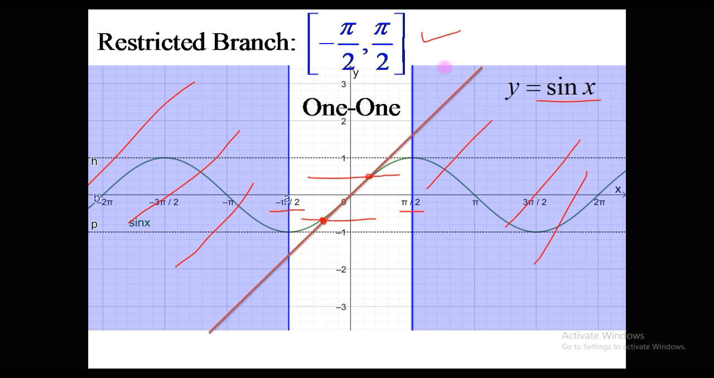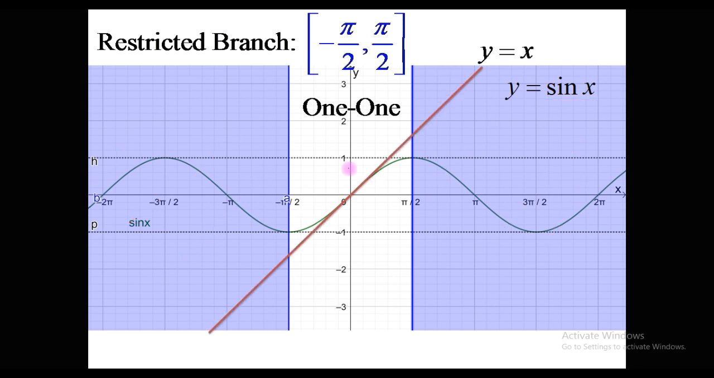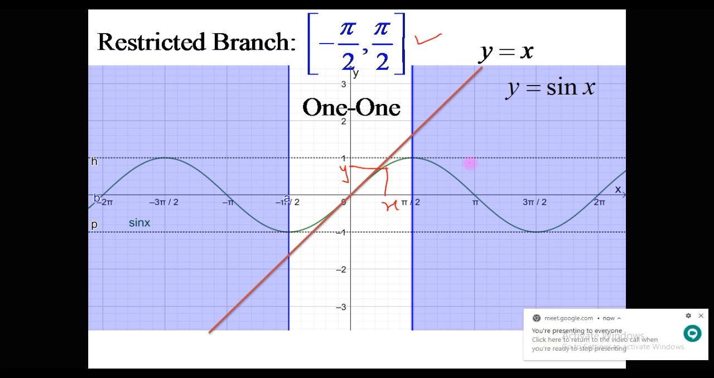So for any value of y between minus 1 and 1, if I draw this line over here, I am going to get some value of x. For each value of y between minus 1 and 1, I am sure that I am going to get a value of x between minus pi by 2 and pi by 2. So in that sense, this function is onto now. See here, y is equal to x.